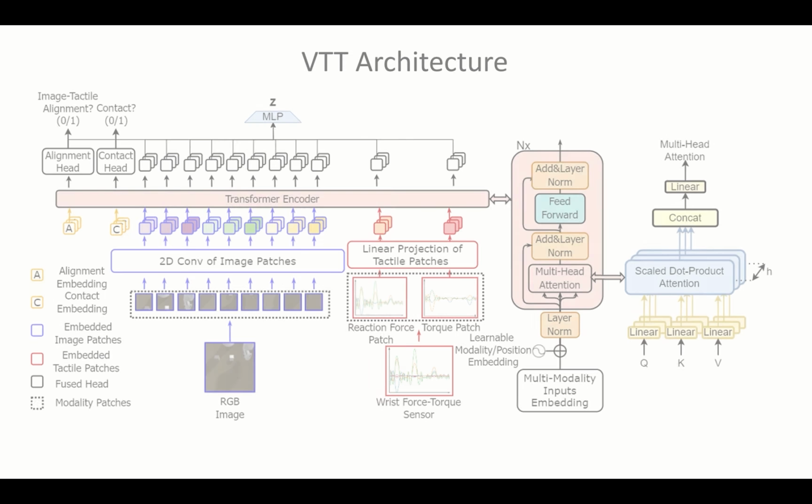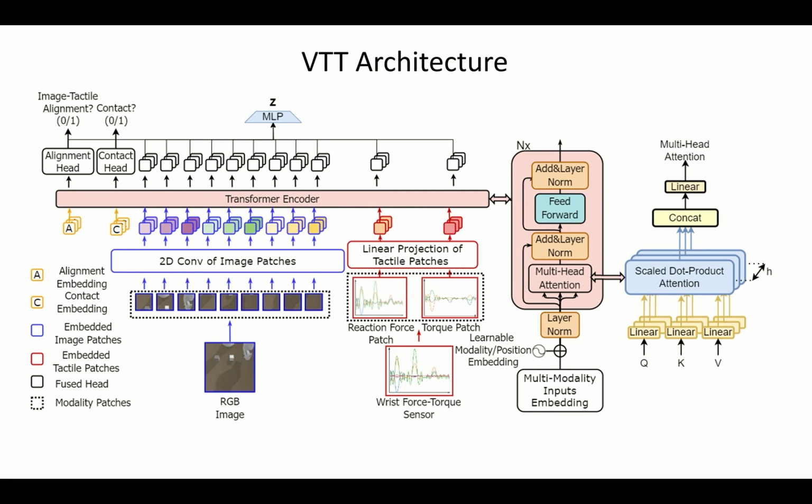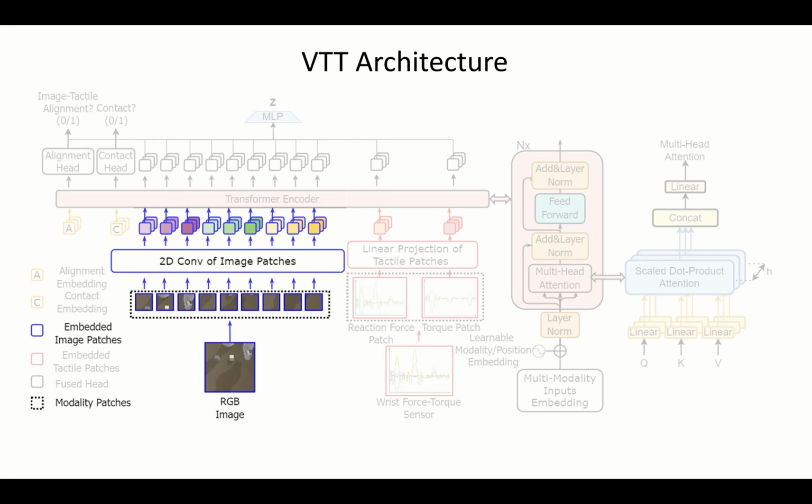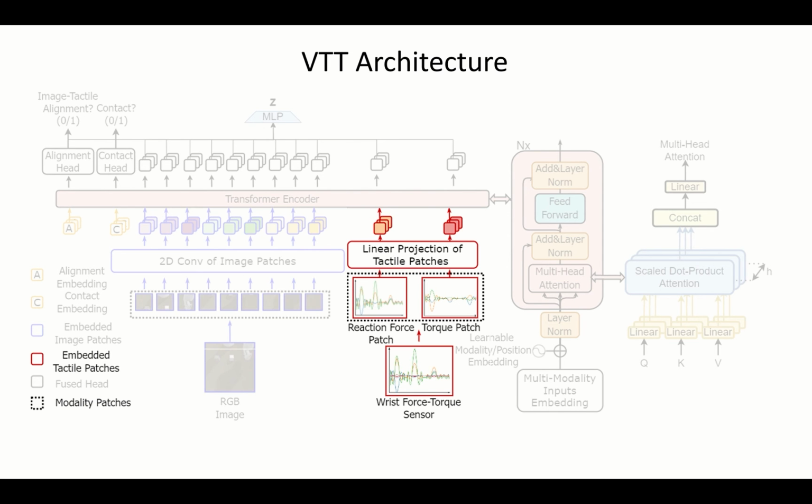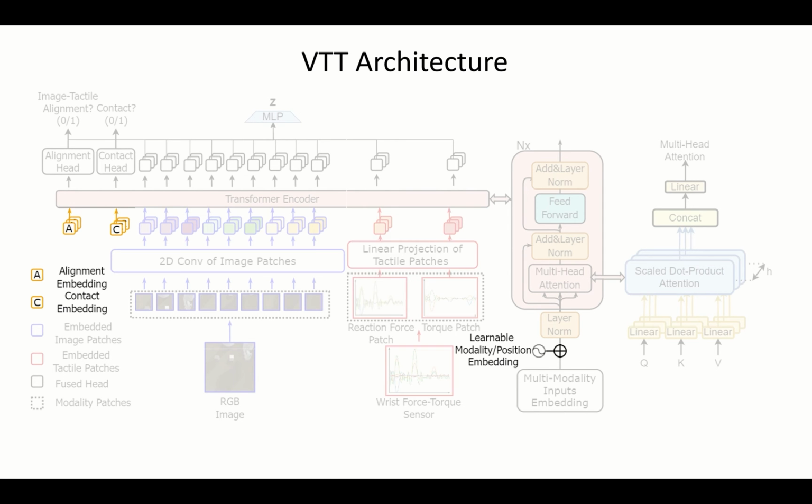Now we'll give an overview of the VTT architecture. Firstly, we patch and embed the input RGB image with a 2D convolution layer. Then we isolate the reaction force and torque from the tactile input and embed this information with a linear projection. Next, we introduce the alignment and the contact embeddings to enable VTT to build the correlation between vision and tactile modalities under different context scenarios.